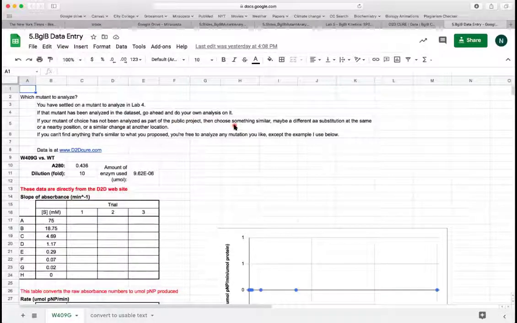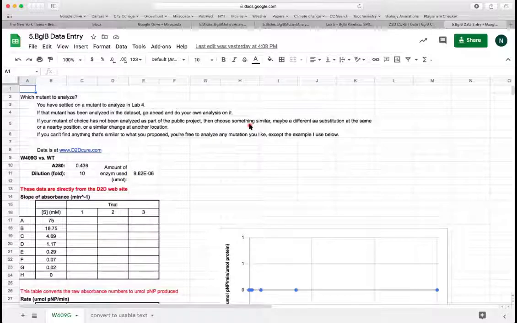In my case, I got kind of lucky. They didn't have W409A, but they had W409G. It's the next best thing. So hopefully you can come up with something similar to that. If there's another substitution at your site of interest, then go ahead and analyze that, even if it's a different amino acid. If not, then choose something nearby. Look for a nearby amino acid that has been mutated. But the point is that you're limited.